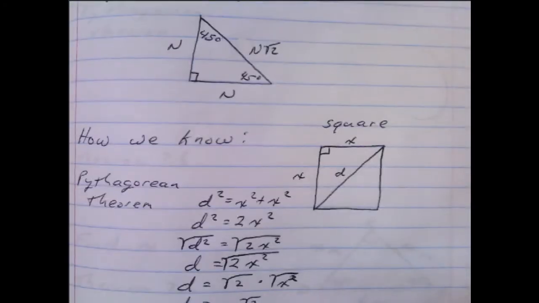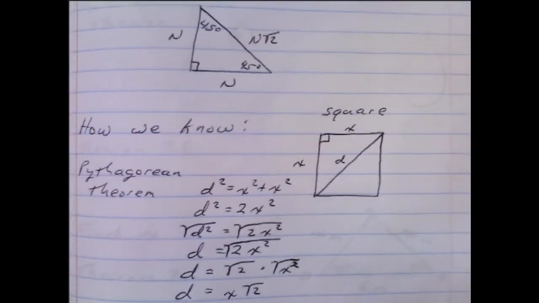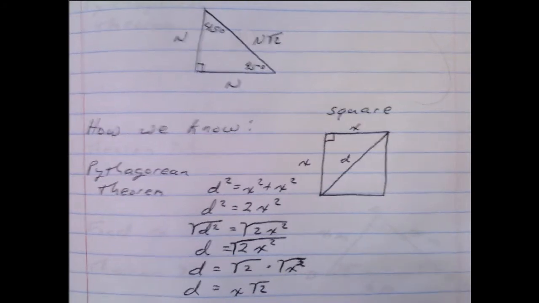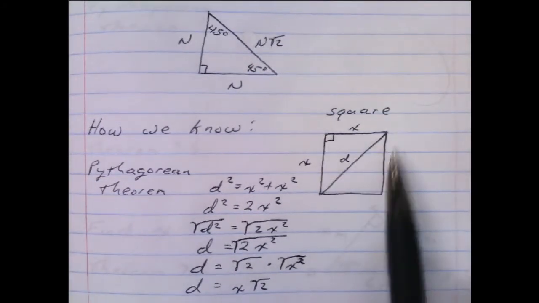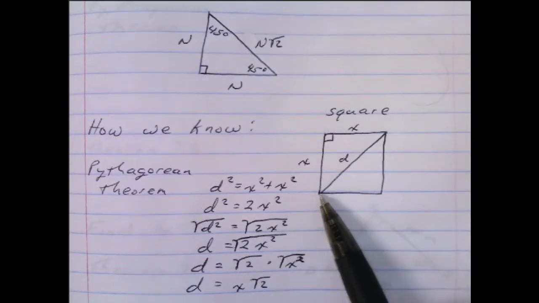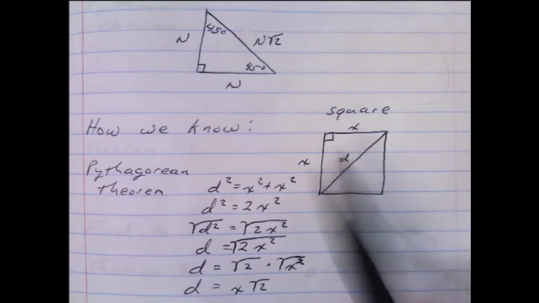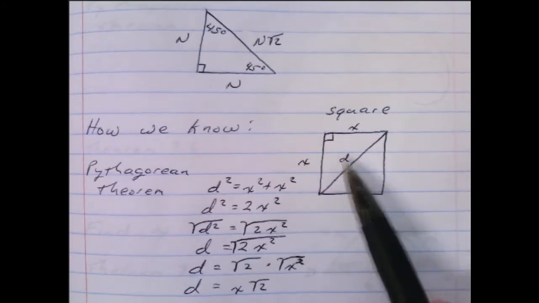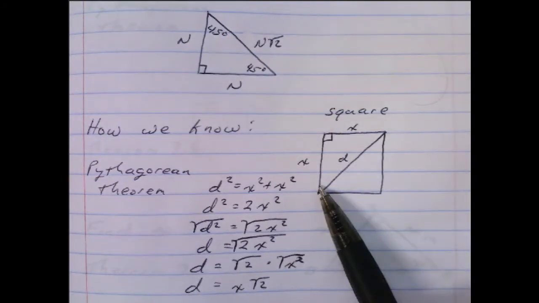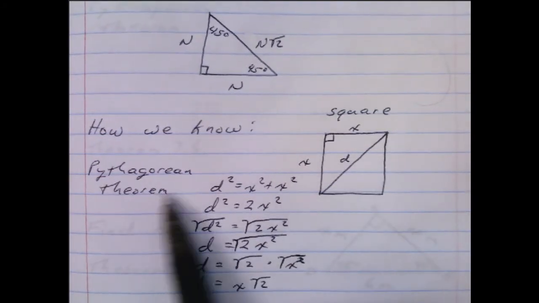So how do we know this? So we've been dealing with Pythagorean Theorem. So if we go back to our Pythagorean Theorem, we have a square. We can cut it along the diagonal, which would give us a 45-45-90 triangle again. So if the two side lengths are x and our diagonal is d, then we can plug it into the Pythagorean Theorem here.